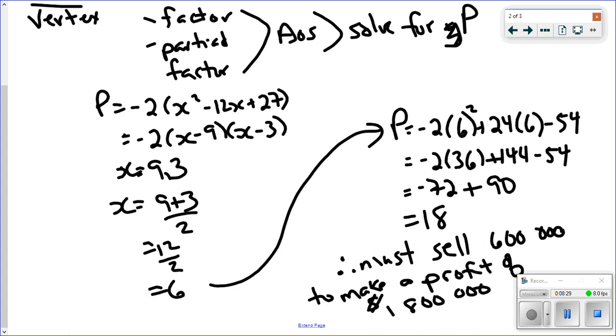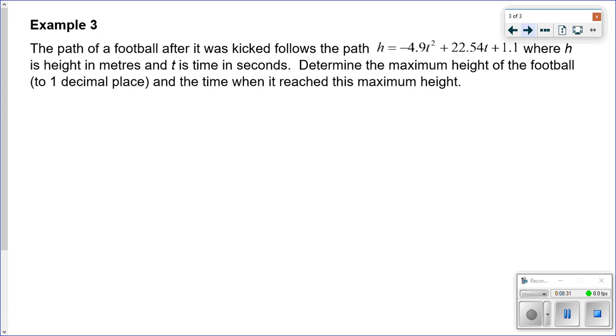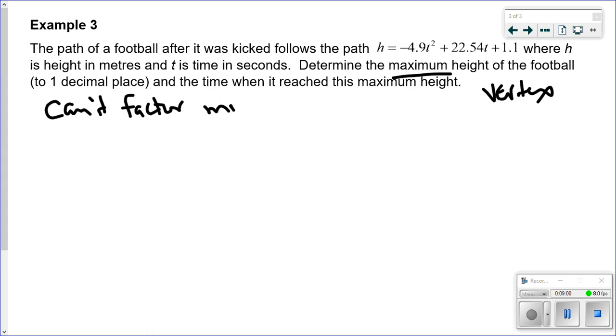All right, last question. The path of a football after its kick falls, where h is the height in meters and t is the time in seconds. So once again, my variables are defined. I don't need to define them. Determine the maximum height of the football to one decimal place and the time when it reaches this maximum height. So once again, vertex. Since I can't factor, I must partial factor.